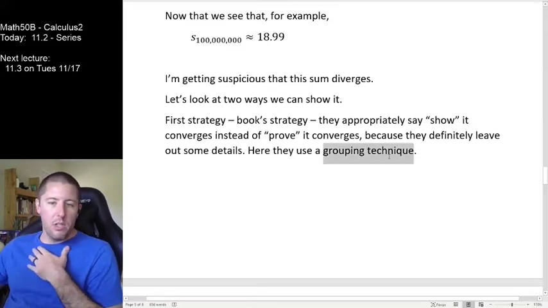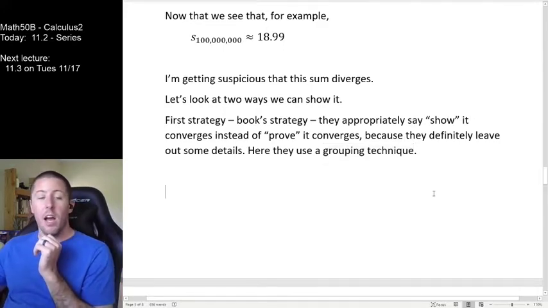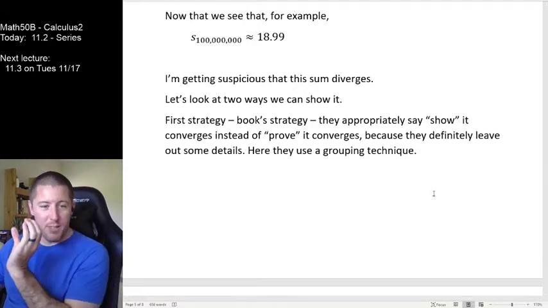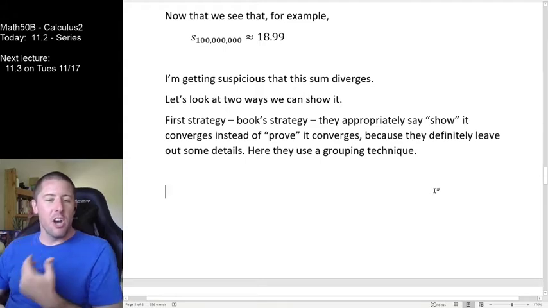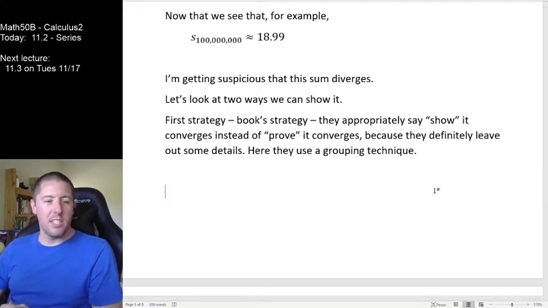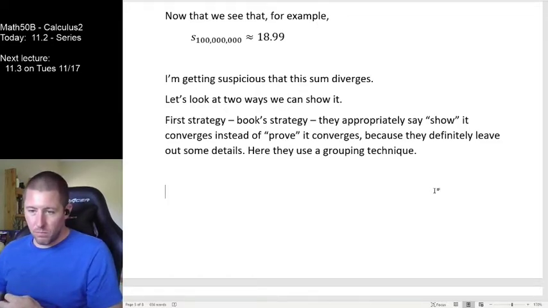Both of these are going to use a technique of grouping. Oh man, Coffee Gopher, you're going to love this one now. A grouping technique of taking groups of subsequences of numbers within our series, or sub-series within our series, and showing that they're all of at least a certain size or they're bounded by some certain size right there. So first I'm going to show you what the book does to show the divergence of this sum. Then I'm going to show you one that I've seen right here.